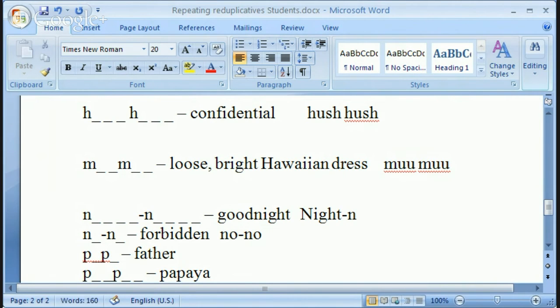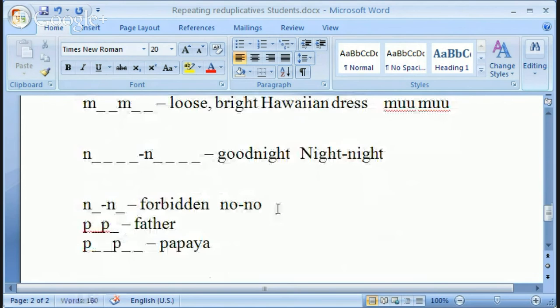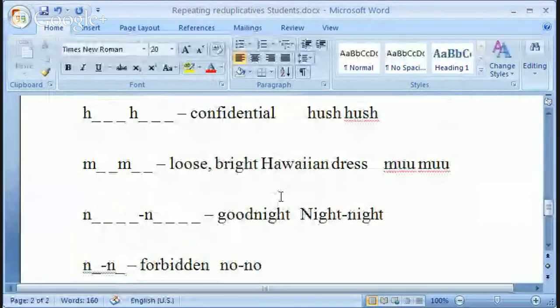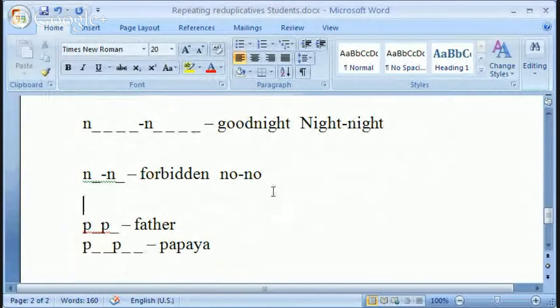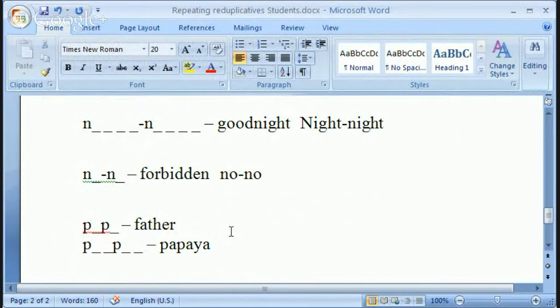And this is extremely common. Usually to children, but sometimes adults say it to each other as well. Some of these repeated syllables, words that we use for children, find their way into adult speech, like no-no, I think. You know, night-night. Some of these actually get used by adults. All right. The next one is very simple. I'm sure you guys both know this, of course. Father.